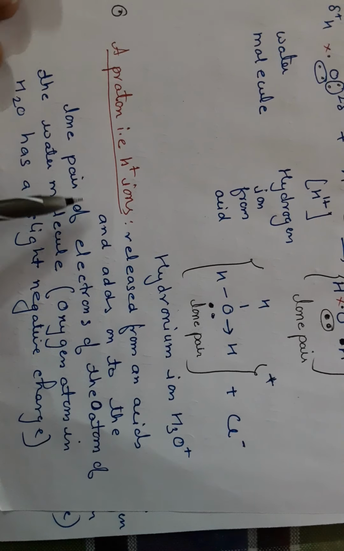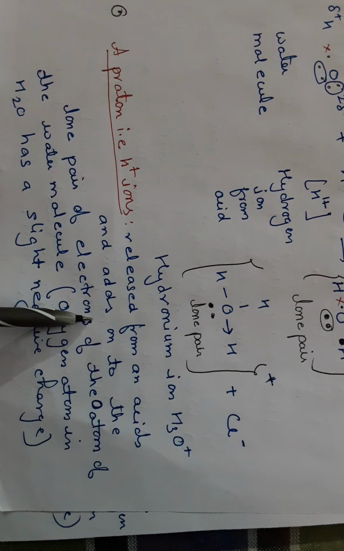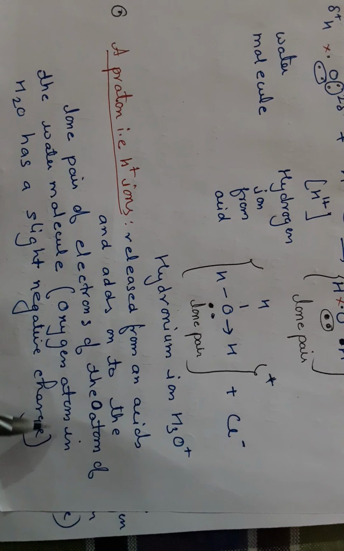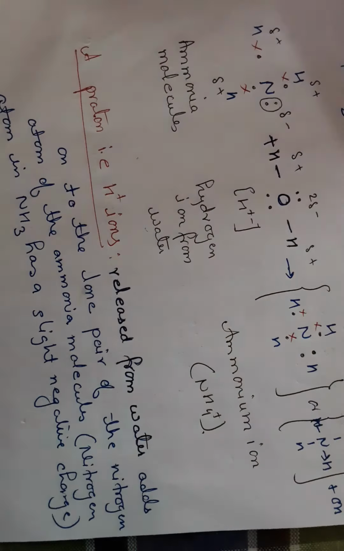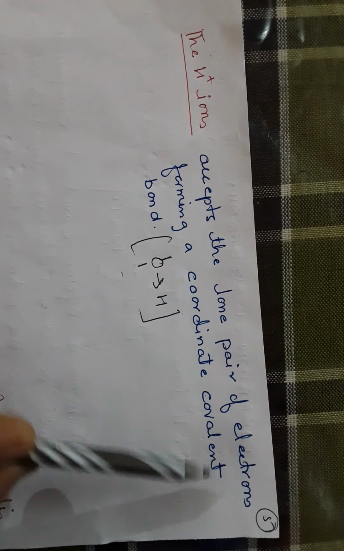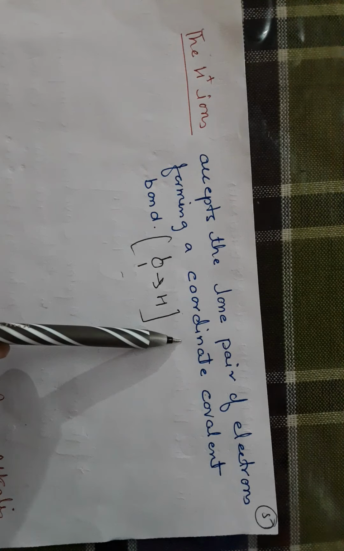Understood? So the proton ions released from an acid add on to the lone pair of electrons of the oxygen atom of the water molecules. The oxygen atom in water has a slight negative charge. The hydrogen ion accepts the lone pair of electrons, forming a coordinate covalent bond.